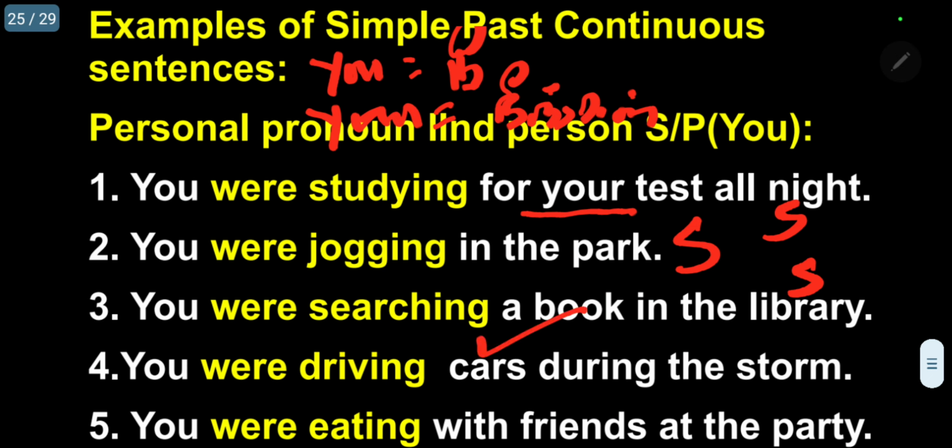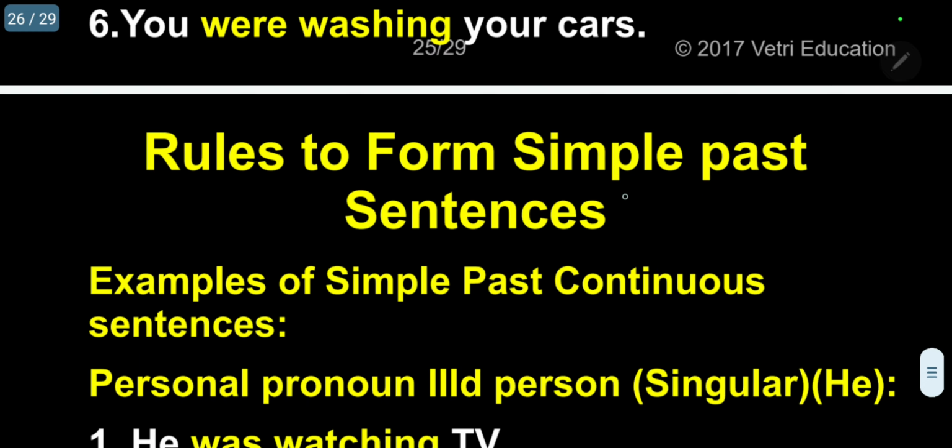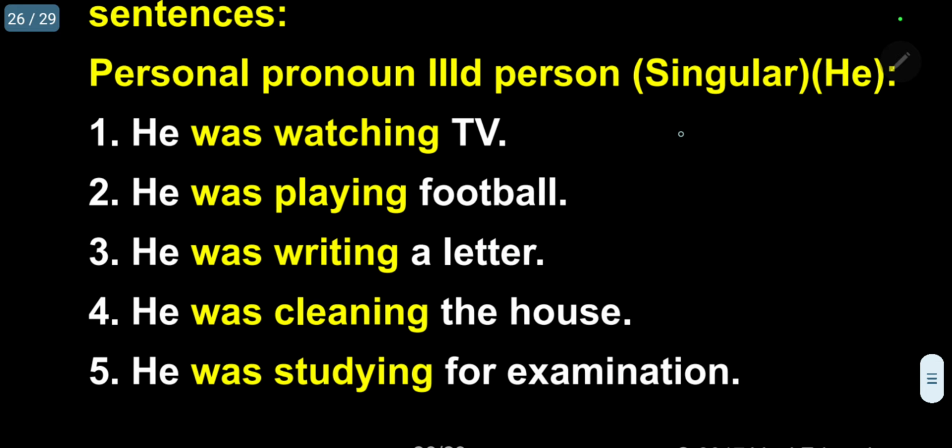you were driving cars during the storm. Please follow. Cars I am using. So more than one car means you mean நீங்கள், plural. You can identify. நீங்கள் புயலில் கார்களை ஓட்டிக்கொண்டிருக்கிறீர்கள். ஓட்டிக்கொண்டு இருந்தீர்கள். You were eating with friends at the party. Okay, next one.